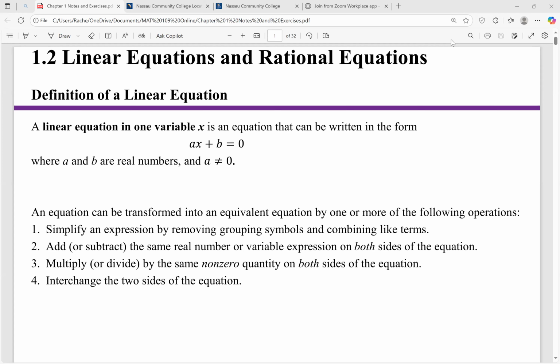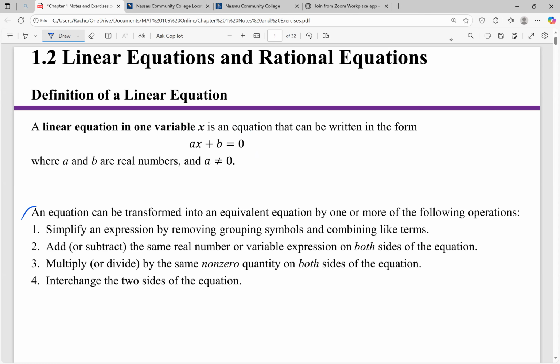Many of you are familiar with linear equations in one variable, and our general form is ax plus b is equal to 0, where a and b are real numbers, and a can't be equal to 0, or else we wouldn't have a variable term in there. And the goal is to solve for the variable, to solve for x. Now, there's many ways to approach these depending on what the equation looks like.